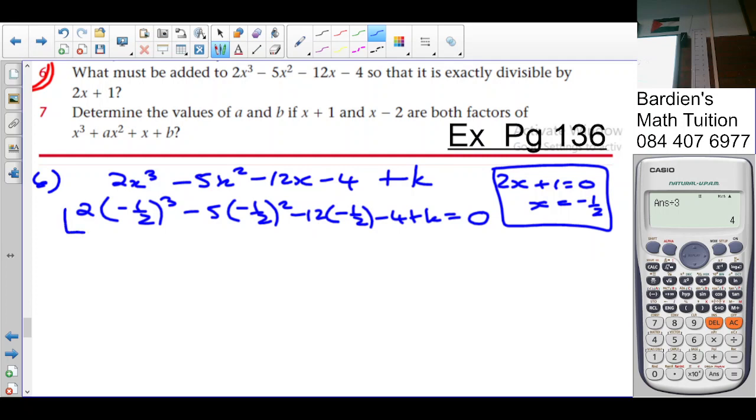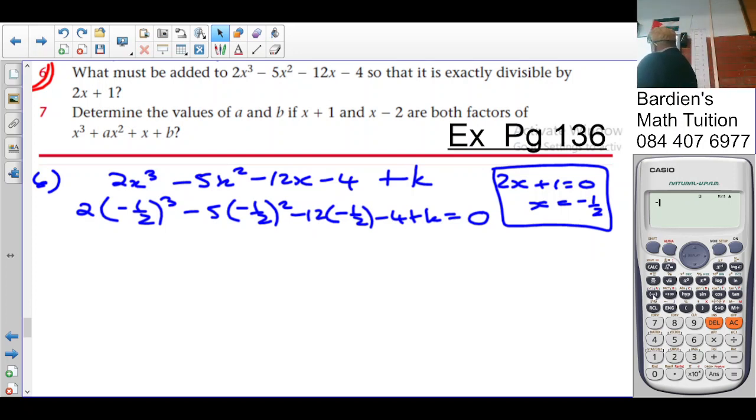So what I'm going to do is punch this into the calculator. Again, here I'm going to use the answer button. Why? Because we type negative half the whole time, it's going to become tedious. So we put the negative half, equals. So that's going to be the last answer calculated. So I say 2 answer cubed minus 5 answer squared minus 12 answer minus 4. They give you an answer of a half.